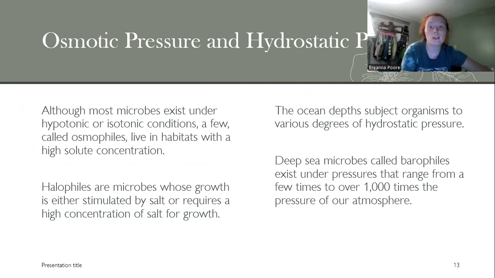Osmotic pressure and hydrostatic pressure. Osmotic: although most microbes exist under hypotonic or isotonic conditions, a few of them, which are called osmophiles, live in habitats with a high solute concentration. Halophiles are microbes whose growth is either stimulated by salt or requires high concentrations of salt for growth. Hydrostatic: the ocean depths subject organisms to various degrees of hydrostatic pressure. Deep sea microbes called barophiles exist under pressures that range from a few times to over 1,000 times the pressure of our atmosphere.